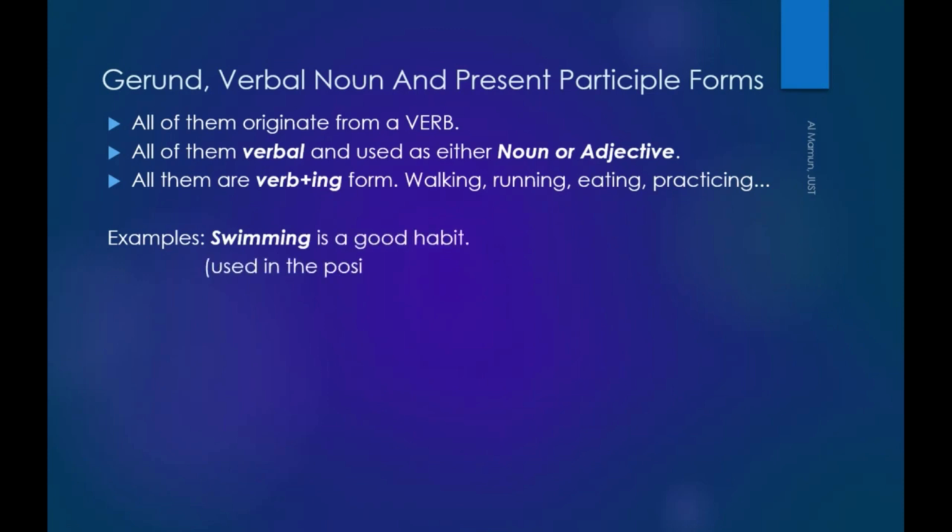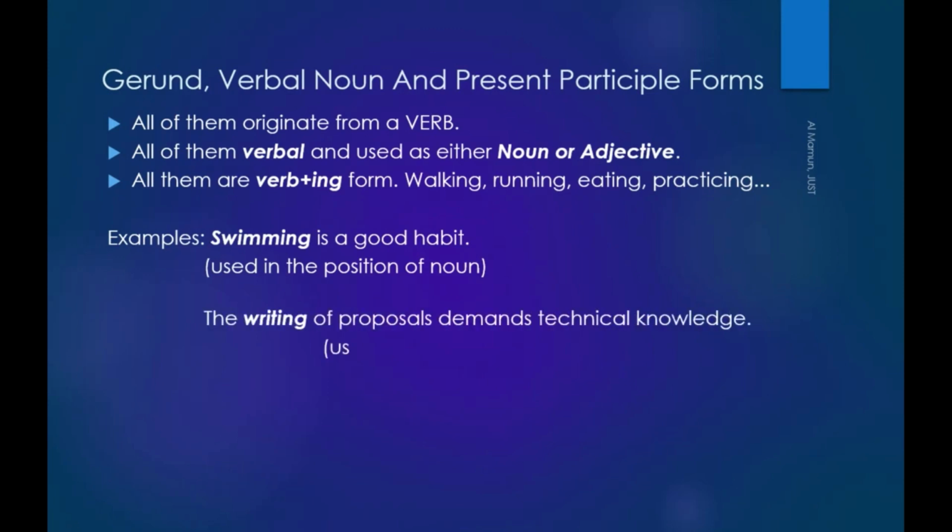Examples: swimming is a good habit. So here swimming is used in the position of a noun. The writing of proposals demands technical knowledge. It is also used in the position of a noun. So writing, after a determiner and before a preposition, we have a noun, and here writing, though it is taken from a verb, is used in the place of a noun.